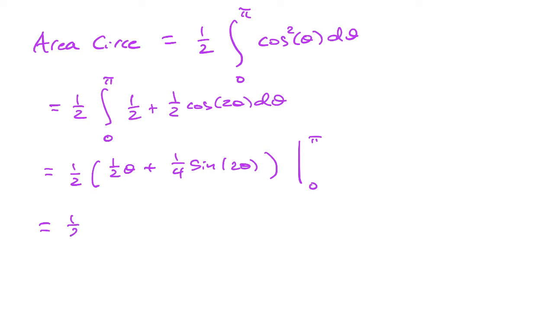So we have 1/2. We plug in pi, and we have pi over 2. Sine of 2 pi gives us 0. We plug in 0, and we get 0. And so we have just a value of pi over 4.